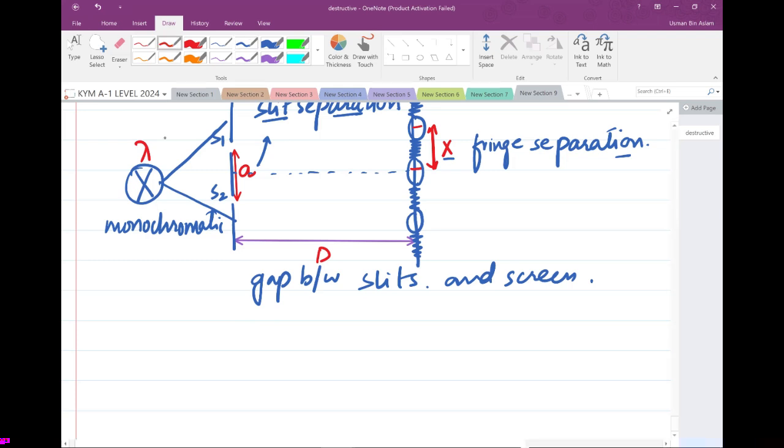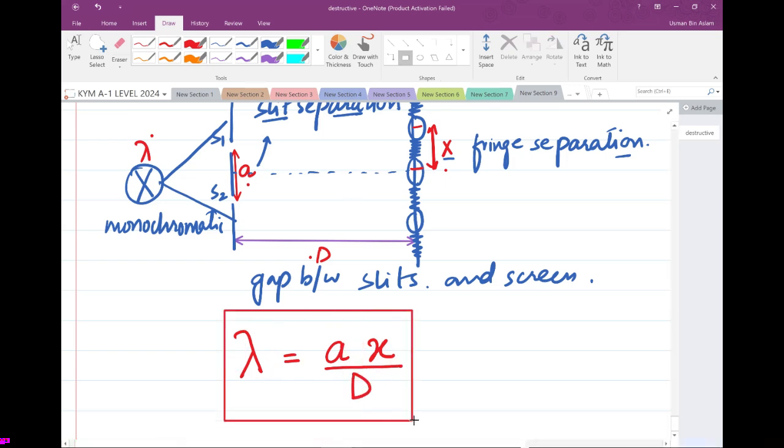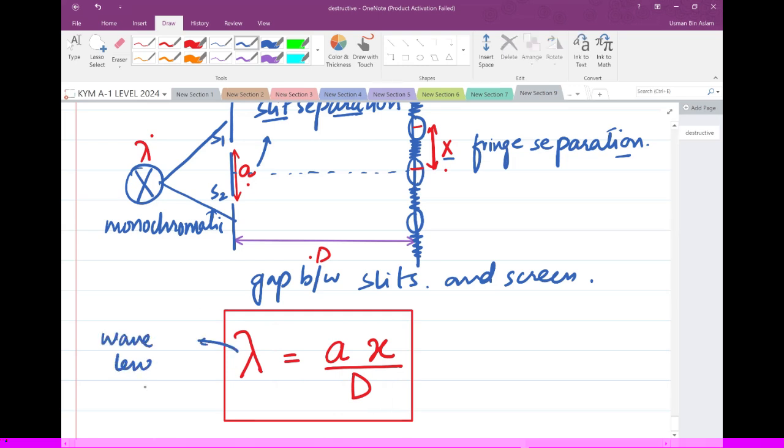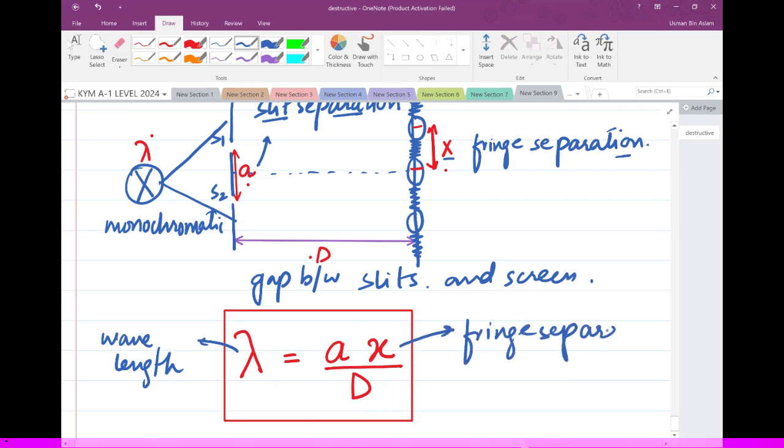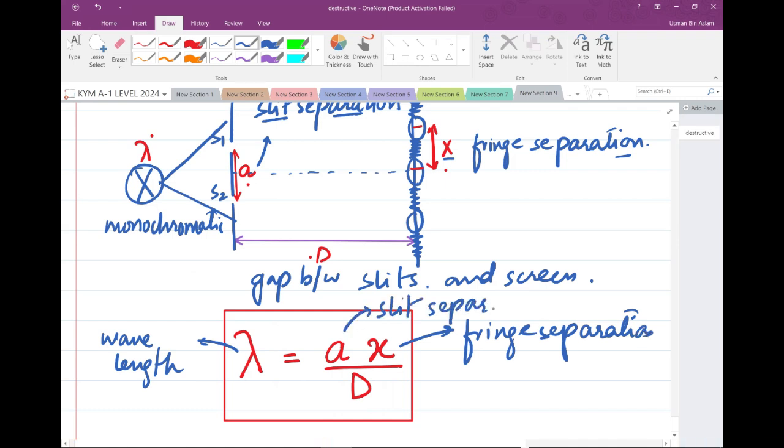According to the Young's double slit formula, all these variables, lambda, A, D, and X, are related with this equation: lambda equals A times X divided by D, where lambda is the wavelength, X is the fringe separation, A is the slit separation, and D is the gap between slits and screen.